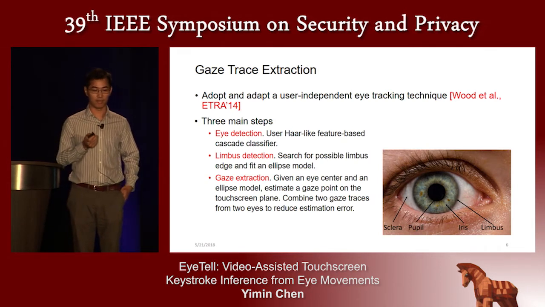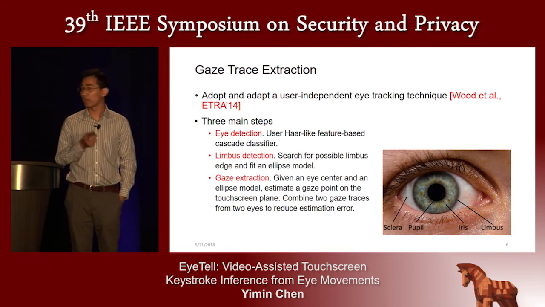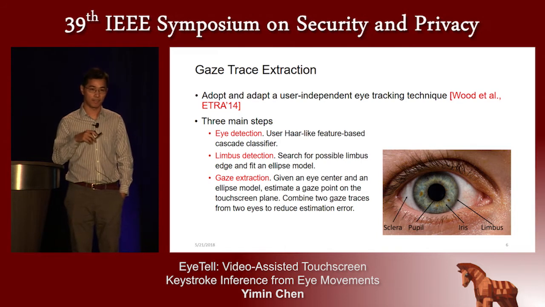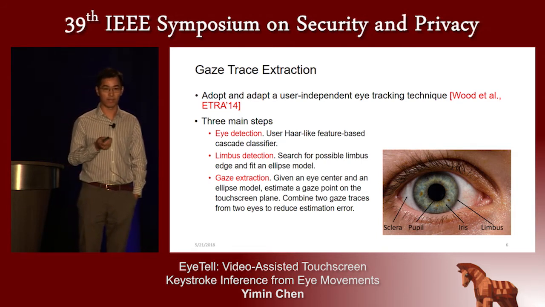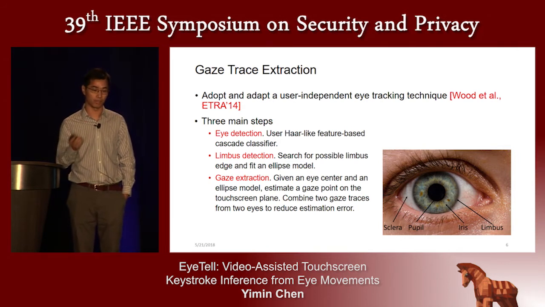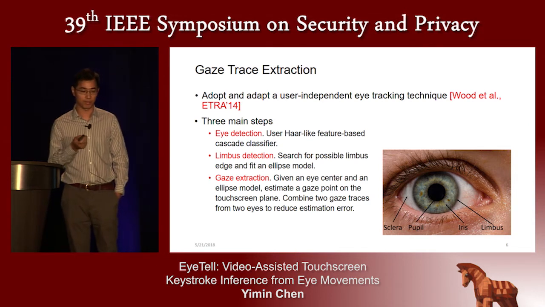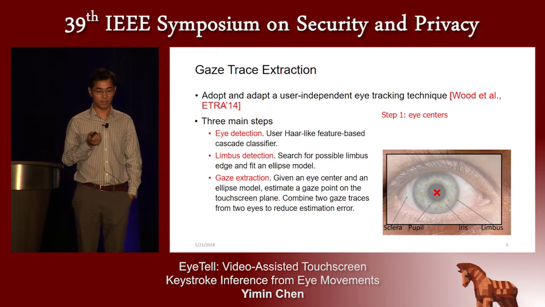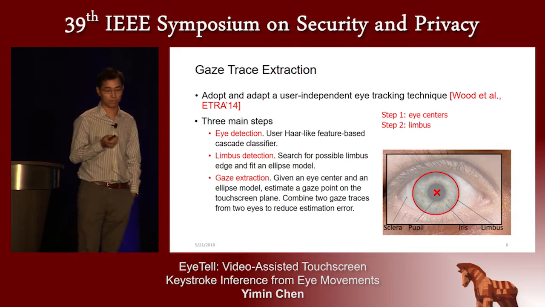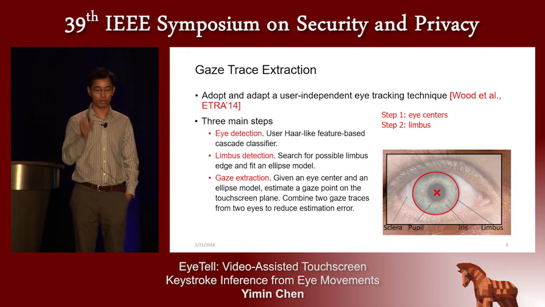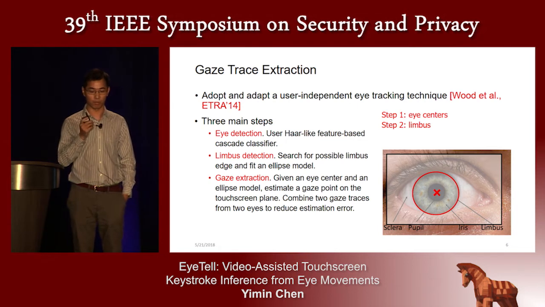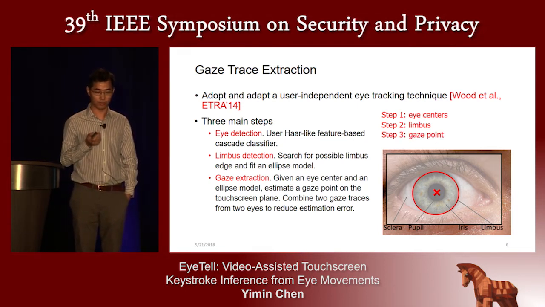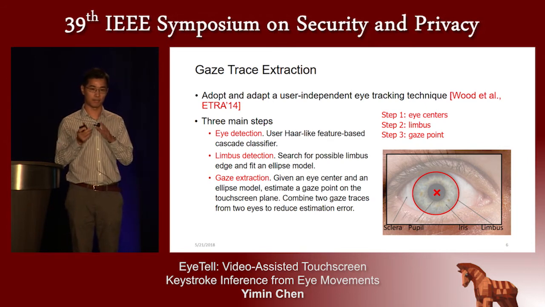The first step is gaze trace extraction. We use an eye tracking technique that is user independent. The desirable benefit is that using this technique, we do not need to pre-train the algorithm on each individual victim. For gaze trace extraction, we need three main steps. First, we use a popular classifier to detect the eye region and also estimate the center of the eye. Then we search for the limbus region. The limbus is the very narrow region between the iris and the white region of human eyes. Finally, with the eye center and a fitted ellipse model, we can estimate a gaze point on the corresponding touchscreen plane.